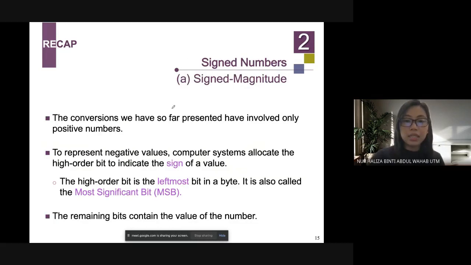So you can see that you also have sign magnitude. So this one is if you need to represent the value of your negative and also your positive. So that's why you need to have the sign magnitude. So normally you're going to put your sign magnitude on the MSB, which is the leftmost bit in your byte.